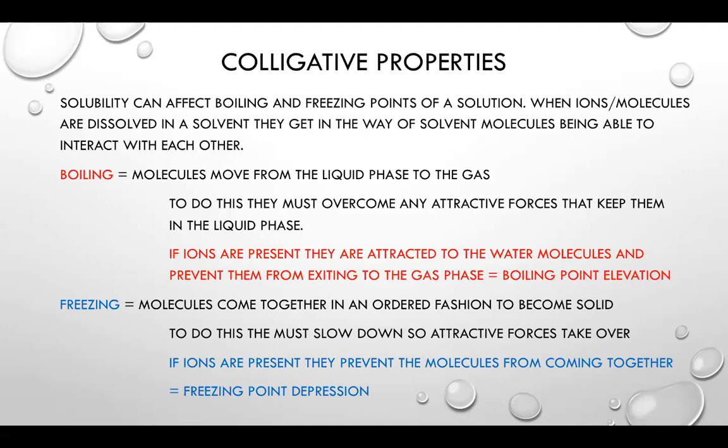We have something on the opposite, which is freezing. And this is when molecules come together in an ordered fashion to become a solid. We do this when we put water into ice cube trays and then pop it in the freezer. We go from a liquid to a solid. And to do this, we need to slow down all those attractive forces so that they can interact with each other and form more of an ordered structure like we see in an ice cube. If ions are present, they prevent the molecules from coming together, and that we call freezing point depression.